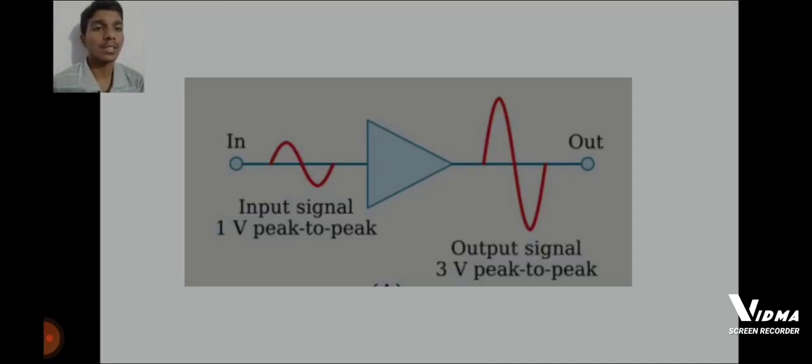This is a sample diagram of an amplifier. An input signal of 1 volt peak to peak is applied and the output is 3 volts peak to peak. So the amplifier just increases the magnitude of the signal.